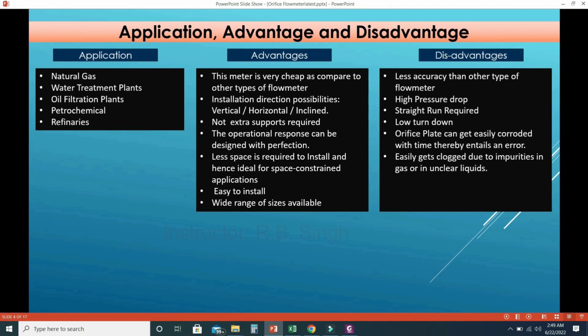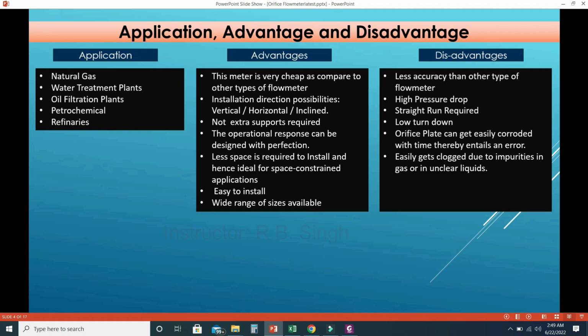Disadvantage: less accuracy than other types of flow meter. If we compare this DP type orifice flow meter with magnetic, Coriolis or vortex meters, we find that the accuracy of this meter is less. High pressure drop causes very high pressure loss. So this is also a disadvantage, that this meter has high pressure loss.